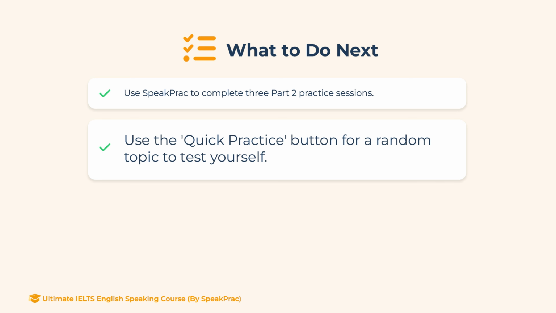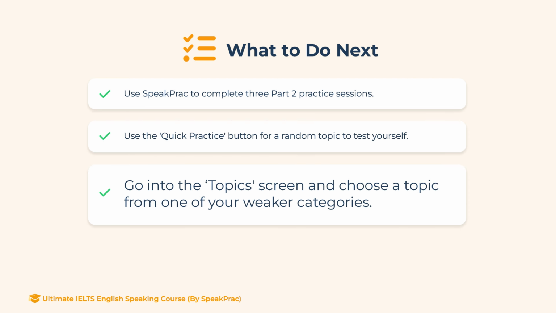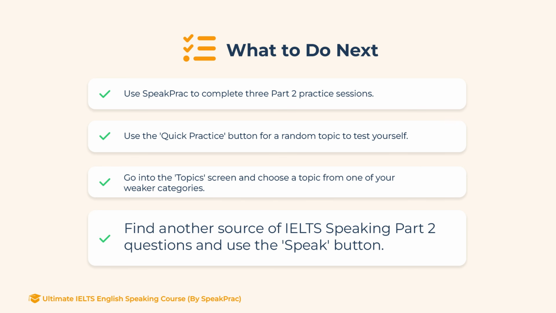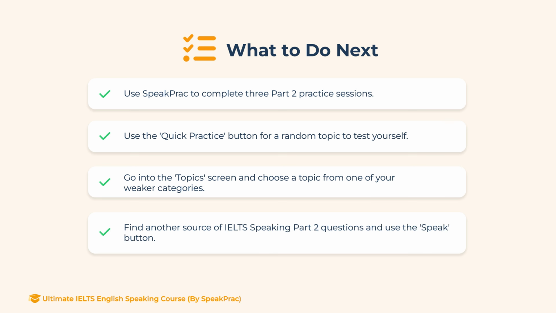1. Use the quick practice button for a random topic to test yourself. 2. Go into the topic screen and choose a topic from one of your weaker categories. 3. Find the question from an official source, like a Cambridge book, or perhaps find another source of Part 2 questions and use the speak button. By using these methods, you're training for both unexpected challenges and your specific weaknesses.